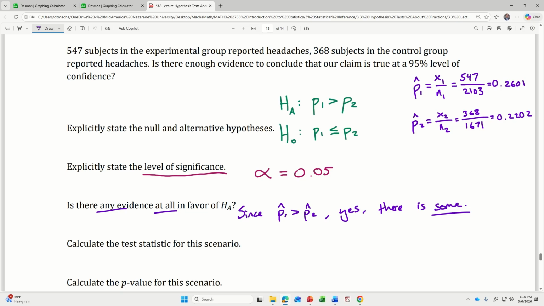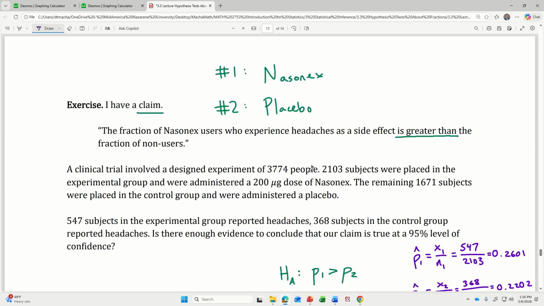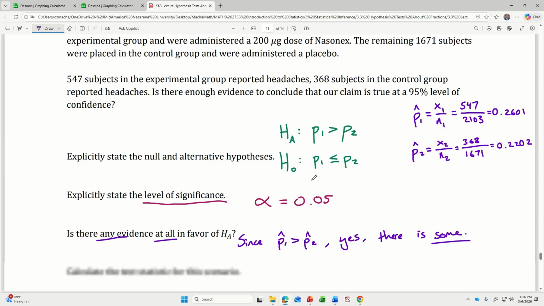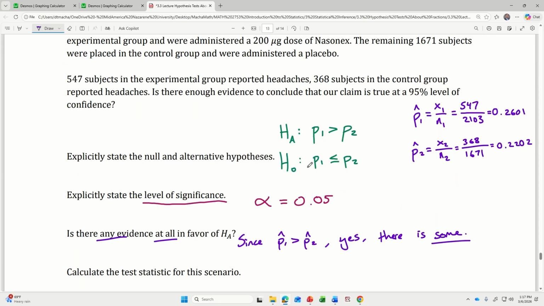But as long as there's some, we can keep moving forward and say, let's calculate the test statistic. And the test statistic is that big, ugly formula right here. It's P1 hat minus P2 hat divided by, and we also have to calculate that pooled fraction. And that shows up there in the test statistic. It's also on your printed handout. So let's do the pooled fraction next.